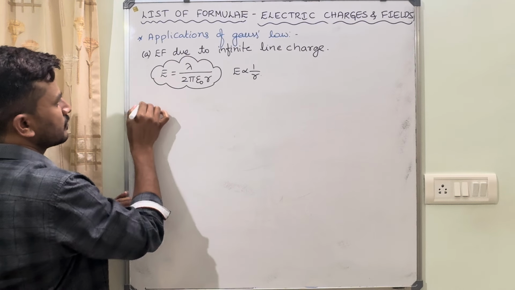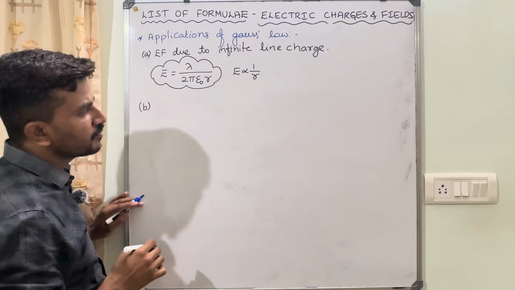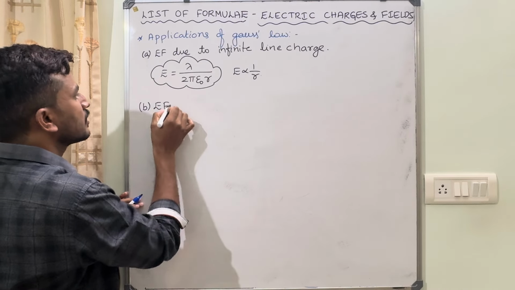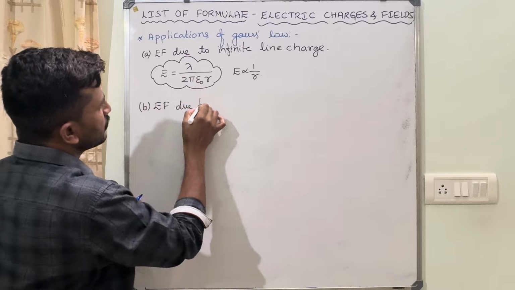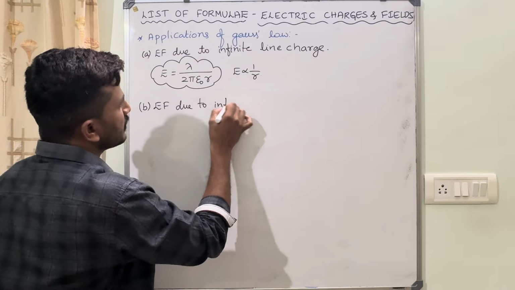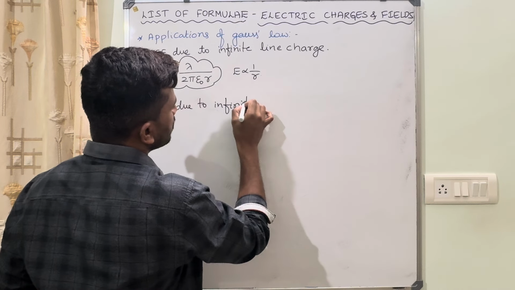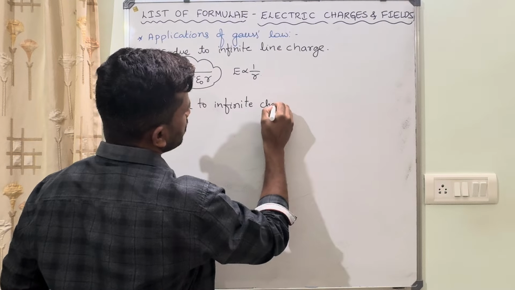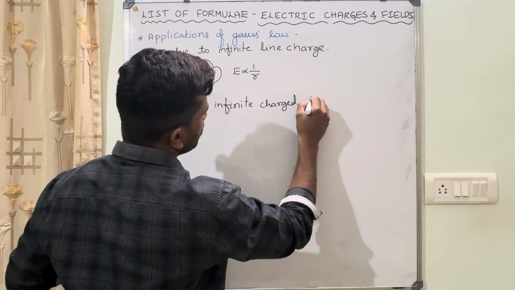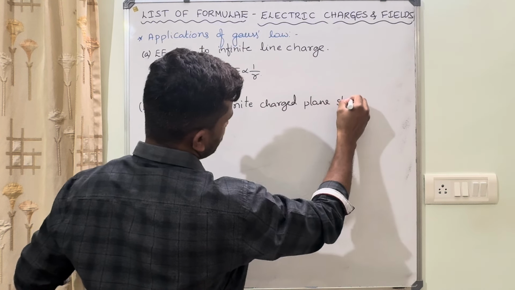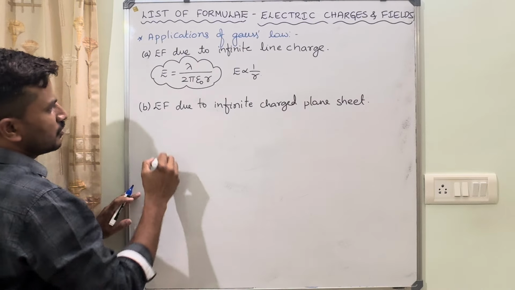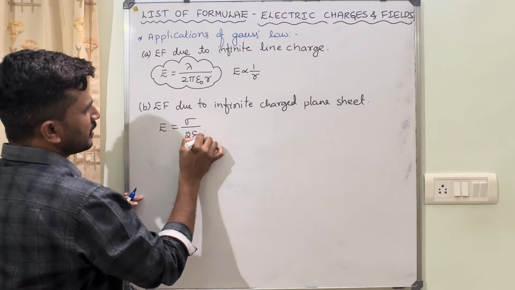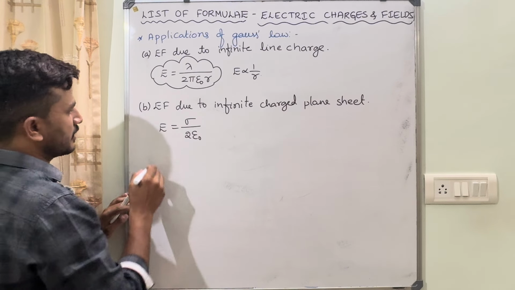Next, B, electric field due to uniformly charged infinite plane sheet. Electric field due to infinite charged plane sheet, uniformly charged plane sheet. So for that, electric field formula is sigma divided by 2 epsilon naught.